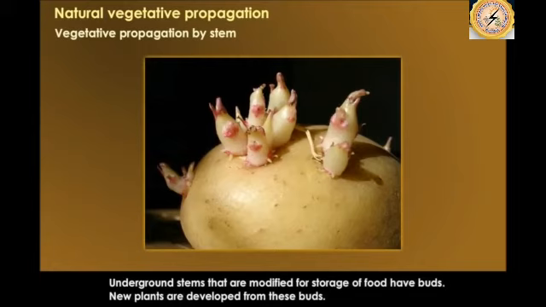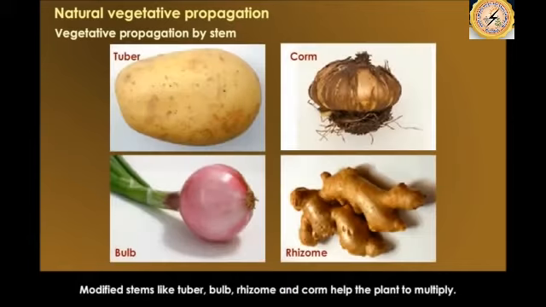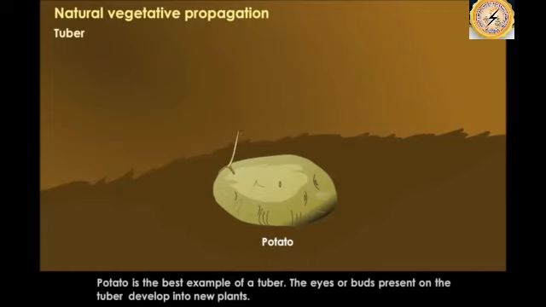In the case of vegetative propagation by stem, the underground stems that are modified for the storage of food have buds, and the new plants are developed from these buds. The modified stems like the tuber, bulb, rhizome and the corm help the plant to multiply. Just as in the case of the tubers, in the case of the potato. So potato is the best example of a tuber. The eyes or the buds present on the tuber develop into a new plant.